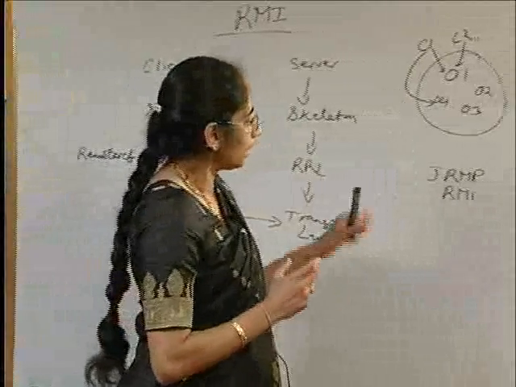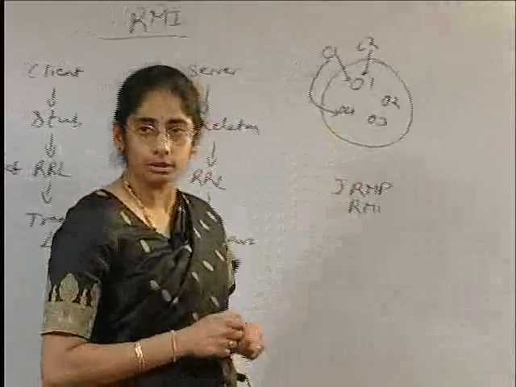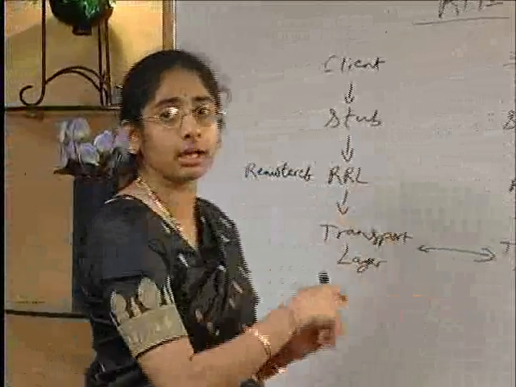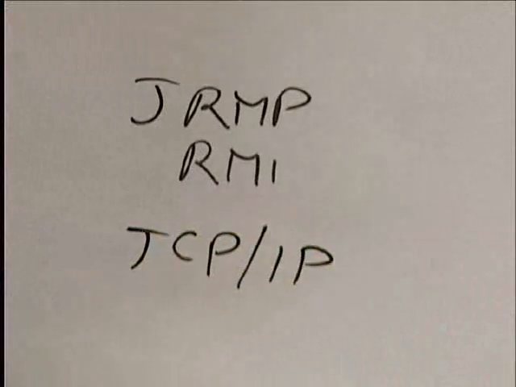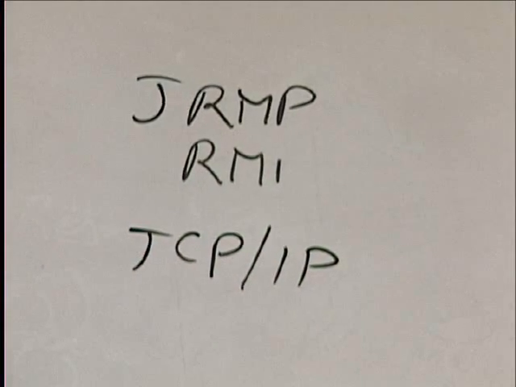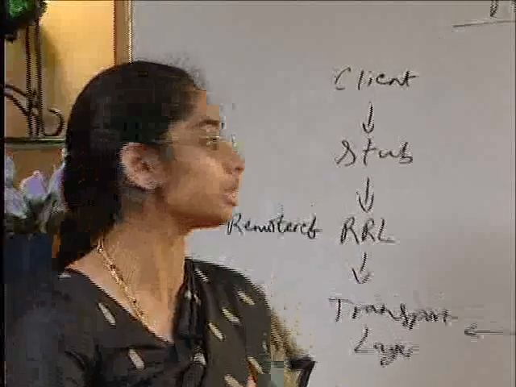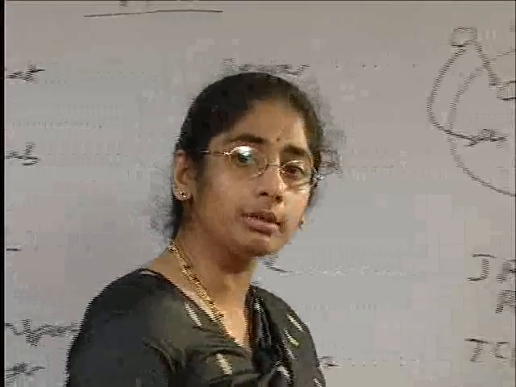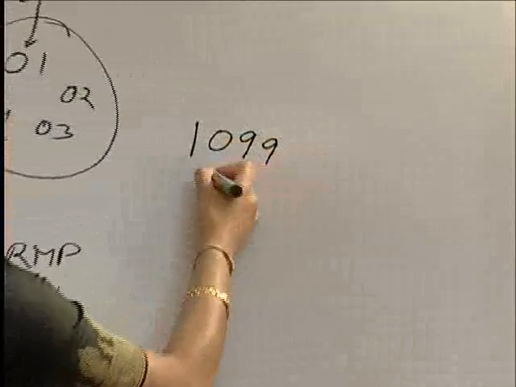Now, although we use the RMI protocol or the JRMP protocol to talk to a remote object, when I go through the network layer, it is the TCP/IP protocol that it uses to communicate between two sockets or two machines. The default port on which it listens is 1099.